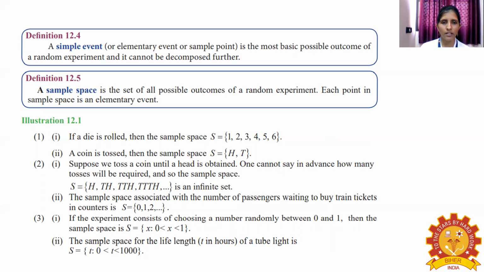So if the experiment consists of choosing a number randomly between 0 and 1, then the sample space is S = {x such that the range is from 0 to 1}. Next, the sample space for the life length t in hours of a tube light is given as {t such that 0 < t < 1000}. This is just a condition that we are specifying. These are certain illustrations for a sample space.